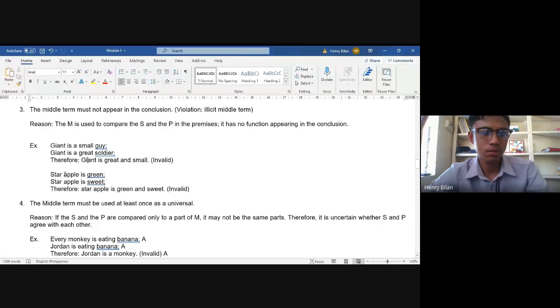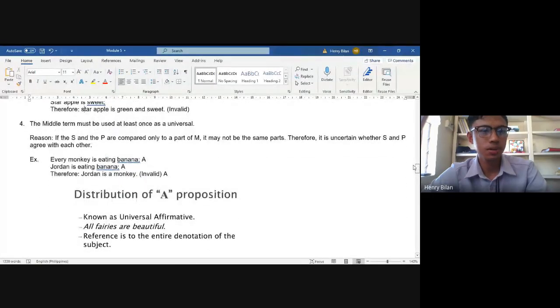Same example. Star apple is green, star apple is sweet, star apple is green and sweet. Sweet, major, green, minor, middle, star apple. Bawal yan. So it's invalid. Middle term must be used at least once as a universal. So take note, yung middle term natin, dapat maging universal siya minsan. It means if it is used as particular twice, it is invalid.